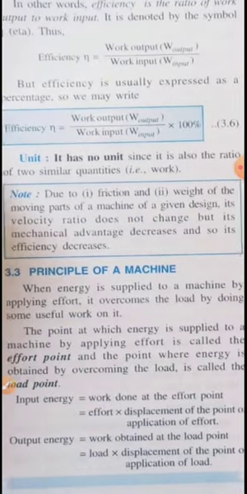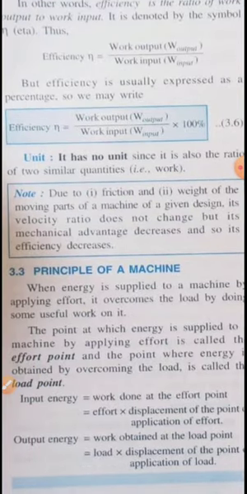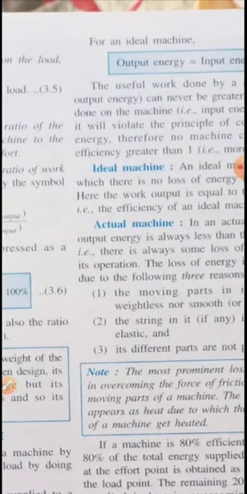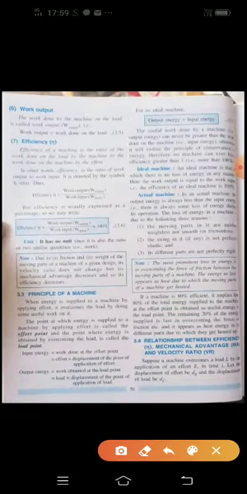Now coming back to the formula. Input energy is the work done at the effort point. What is the work done formula? I already told you in the last video: work done is force into displacement. The force applied here is effort, and displacement is of the point of application. Output energy is the work obtained at the load point: load into displacement of the point of application of the load.